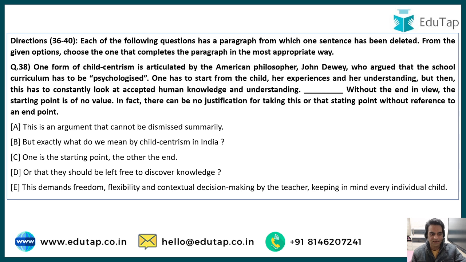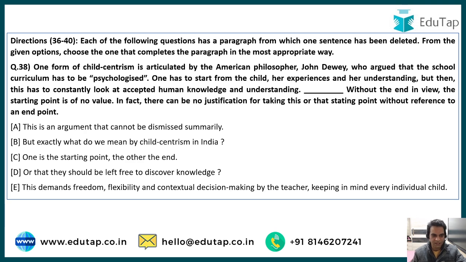Let's move ahead, guys. Okay, we have to follow the same direction. Let's read the paragraph and let's try to solve it, guys. One form of child centrism is articulated by the American philosopher John Dewey, who argued that the school curriculum has to be psychologized. One has to start from the child, her experiences and her understanding, but then this has to constantly look at accepted human knowledge and understanding. Without the end in view, the starting point is of no value. In fact, there can be no justification for taking this or that starting point without reference to an end point, right? So let's read the options.